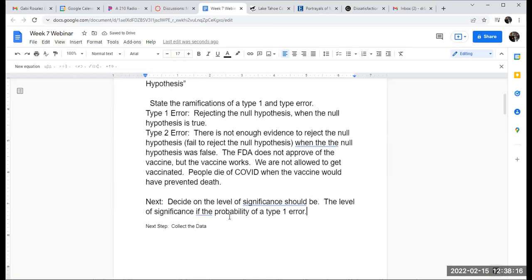So you'd think, well, why don't you decide on 0.00000000001 because you don't want a type 1 error, right? And there's a problem with it. The smaller the probability of a type 1 error, the bigger the probability of a type 2 error. So you can't have everything. The only way you can have both low is a large sample size.